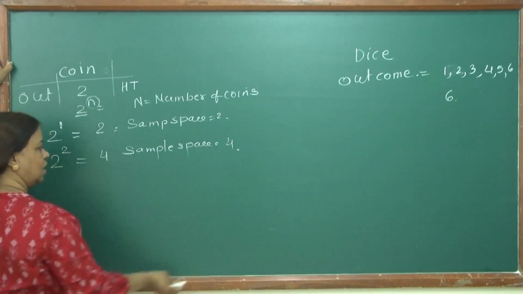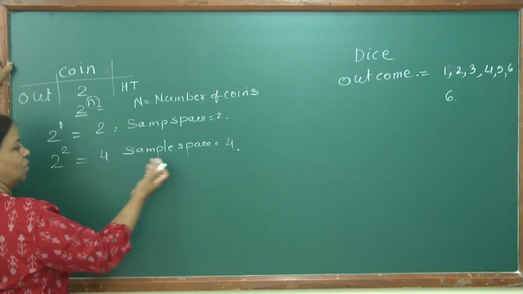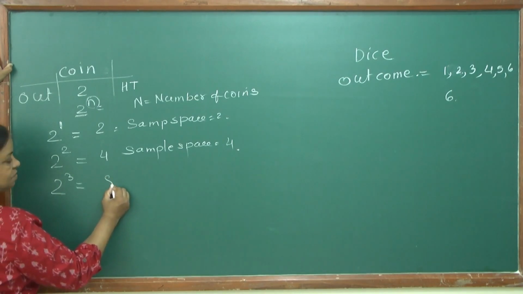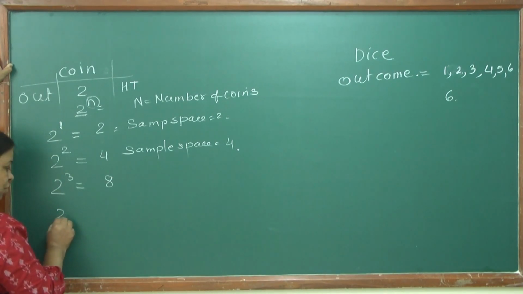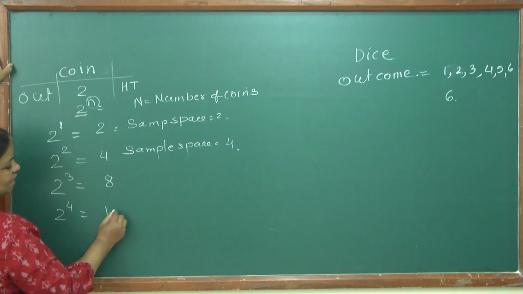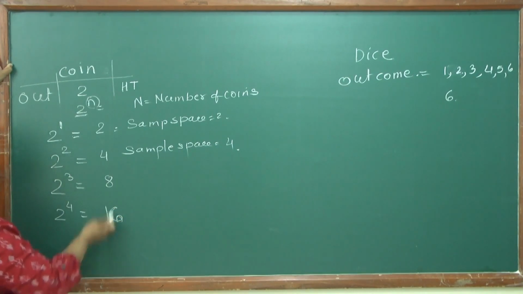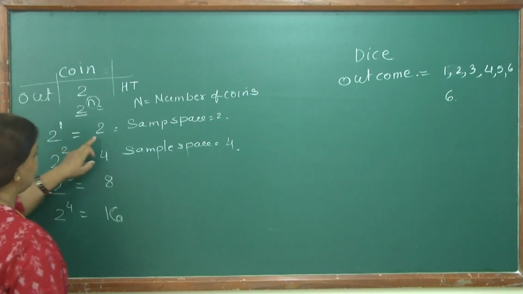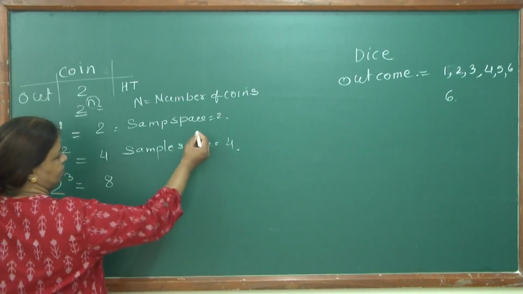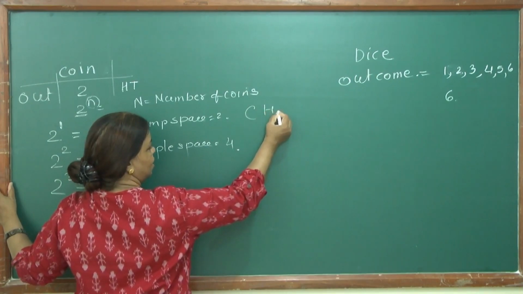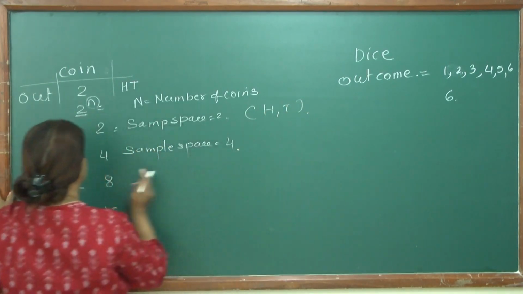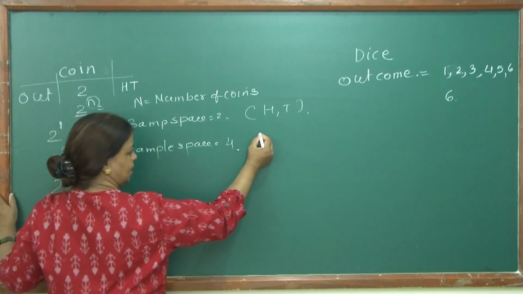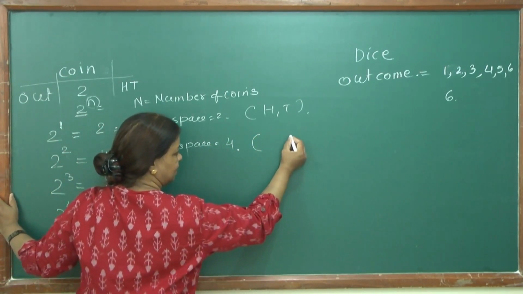So how to write that? Now if you are tossing 3 coins, sample space will be 8. If you are tossing 4 coins, sample space will be 16. Now how to write that? Let us see. 2 raised to 1 means 2 sample space, and it will be head or tail. 2 raised to 2 means 4 sample space. So how to write that 4 sample space?